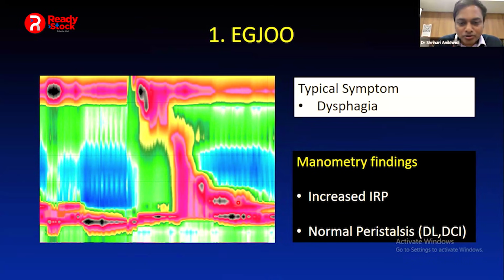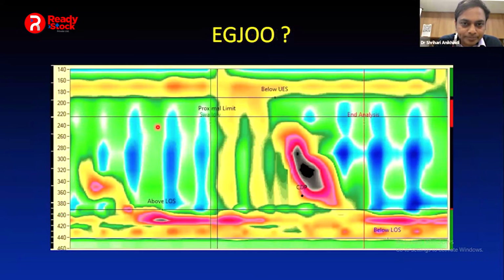So what happens in EGJ outflow obstruction on the manometry? Your IRP is high. Here you see the LES is not relaxing, so obviously your IRPs will be high, but your peristalsis would be absolutely normal. A patient with EGJ outflow obstruction typically presents with dysphagia. Okay. So here, if you see this graph again, this appears to be again EGJ outflow obstruction. The IRP is high, the peristalsis appears normal. So here in this graph, if you look very carefully, you see that there are two high pressure zones. There is a high pressure zone over here. There's a high pressure zone over here.